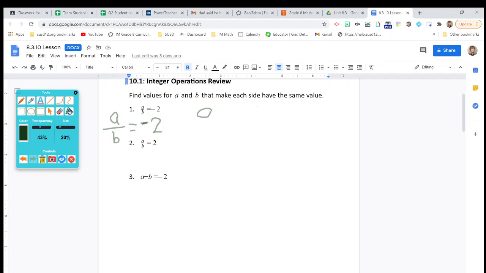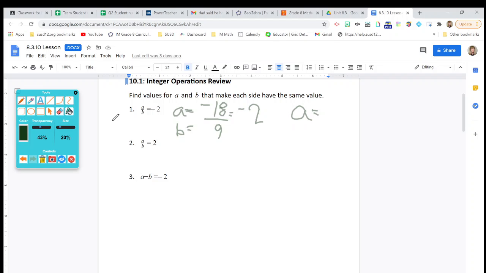I know. Let's just say A equals 20. Then, if B equals negative 10, 20 divided by negative 10 equals negative 2. So these can be possible values of A and B. Those are just one set of possible values, but there are many. How about A equals negative 18? Then B must equal 9 because negative 18 divided by 9 equals negative 2.